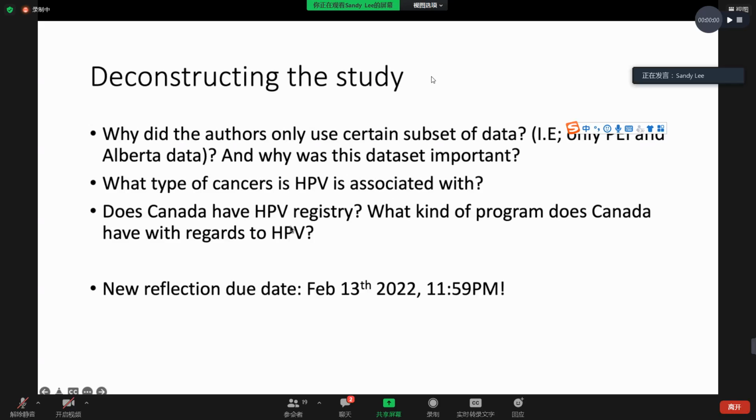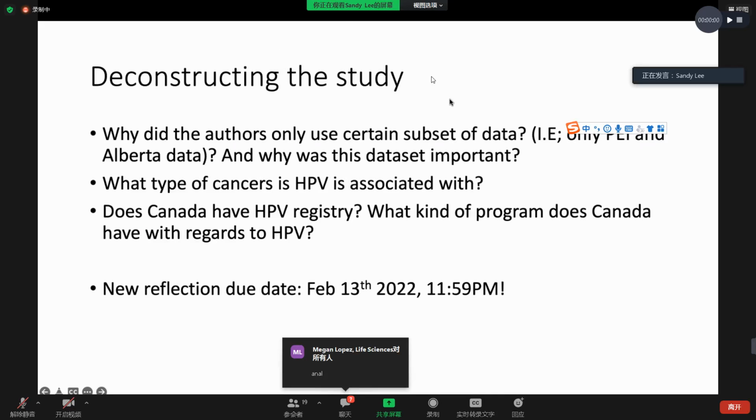Okay, what type of cancer or cancers is HPV associated with? Cervical, there's two more. Oropharyngeal and anal. Yes, you are all correct.